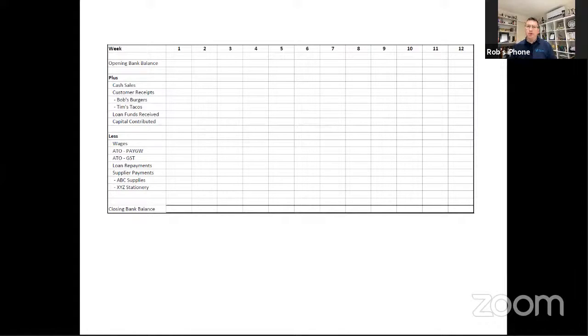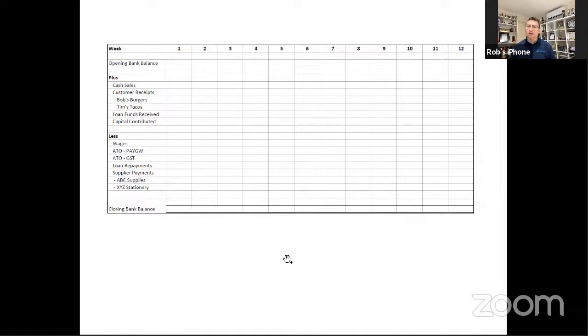So the way that we start with this is we start in week 1 and we start with our opening bank balance. We then head down the column and we need to add in what we project our cash sales to be in the next week. Okay, so again, a little bit unknown because ultimately we don't know how many customers are going to come through the door. But again, we can have a reasonable estimate in relation to that.